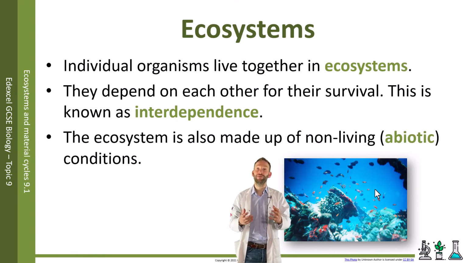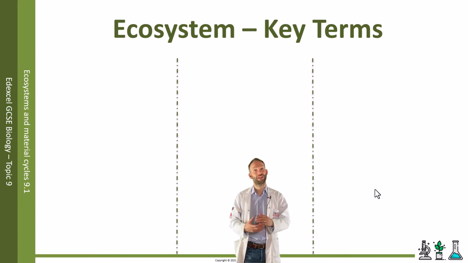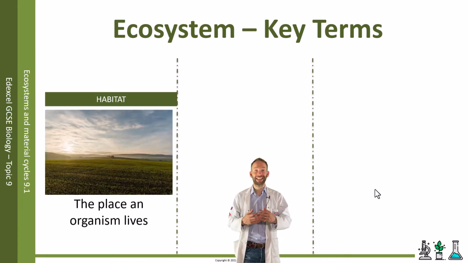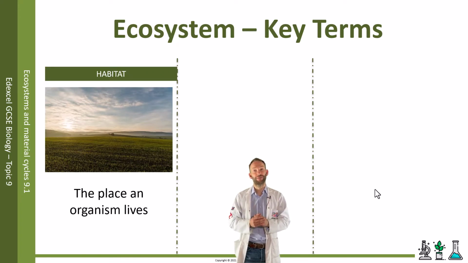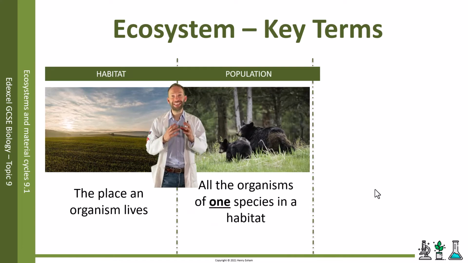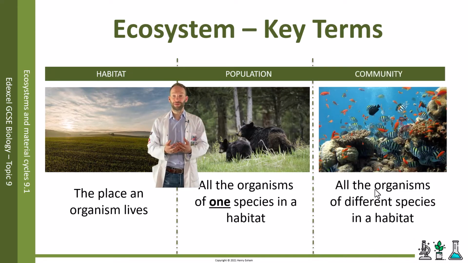Now, there are some key terms that you need to know to be able to study ecosystems. Firstly, habitat. The habitat is the place an organism lives. A population is all the organisms of one species in a habitat. So it might be a population of gorillas, a population of bears. And a community is all the organisms of the different species in a habitat.